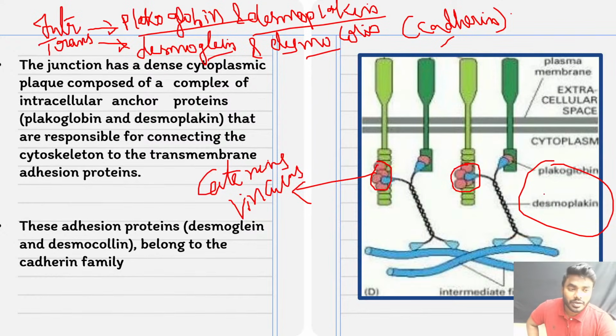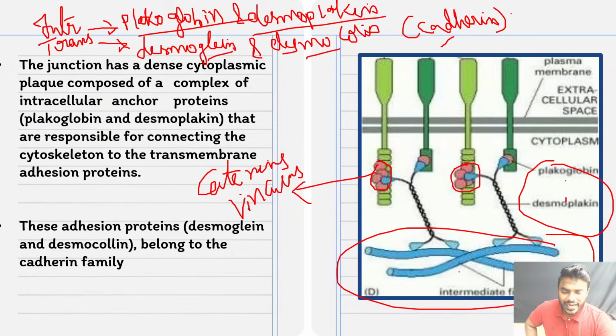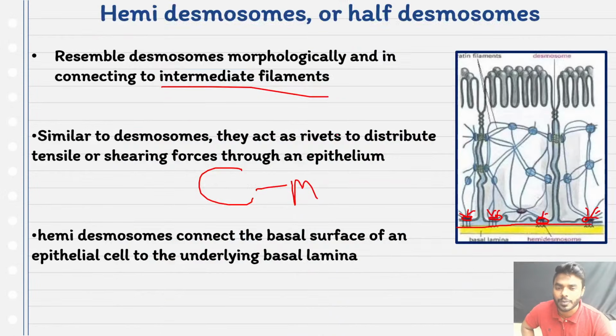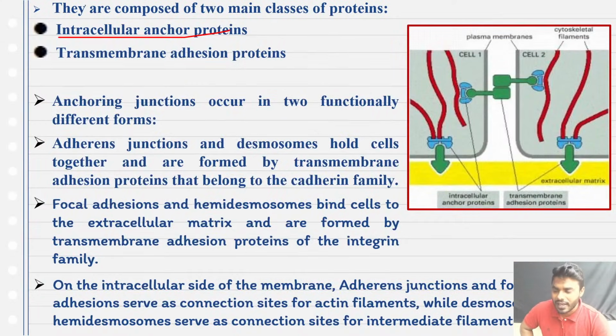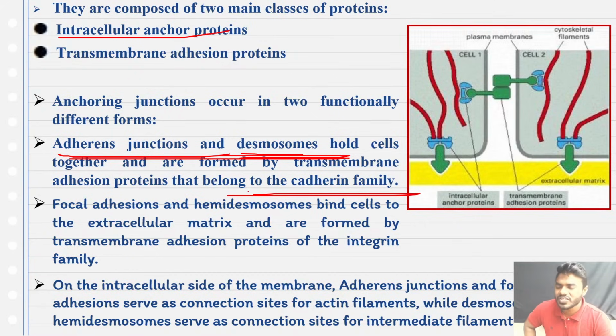Okay, I got your doubt. Plakoglobin and desmoplakin are associated with the intermediate filaments and actin filaments, but they are not truly linker proteins. They are just arranged intracellularly, that's all. Their arrangement is intracellular, but they are not a linker or adapter protein. Okay, so I was saying, listen to me, adherens junctions and desmosomes both are associated with each other with the help of a transmembrane domain, cadherin.